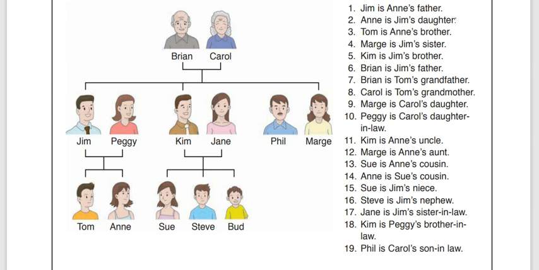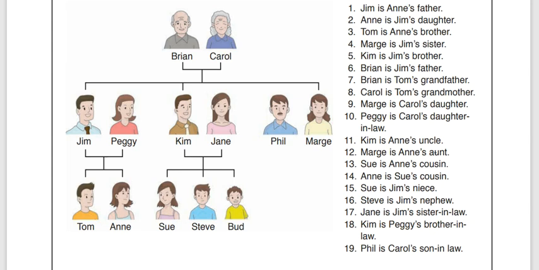Jim is Anne's father. Anne is Jim's daughter. Tom is Anne's brother. Marge is Jim's sister. Kim is Jim's brother. Brian is Jim's father. Brian is Tom's grandfather. Carol is Tom's grandmother. Marge is Carol's daughter. Peggy is Carol's daughter-in-law.